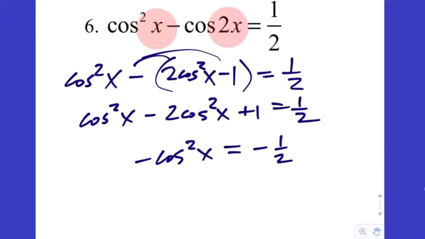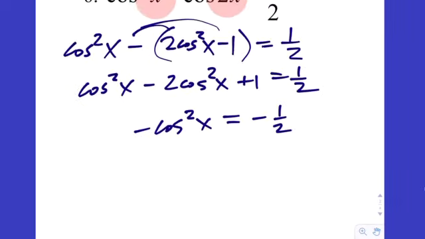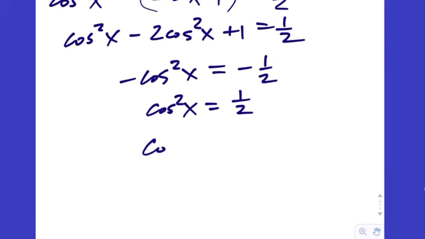So had you brought the 1/2 across to the left already, that's fine. You would then bring it back to the right-hand side. So now we just need to solve for cosine. So I multiply both sides by negative 1, and I get that. And now I take the square root of both sides, and I have to remember to consider what?